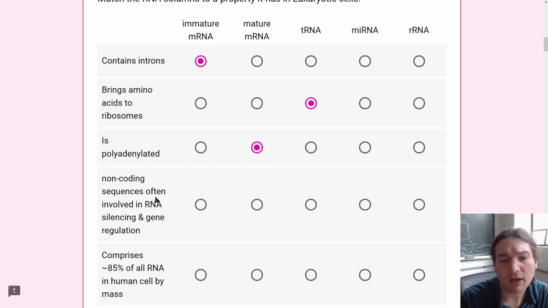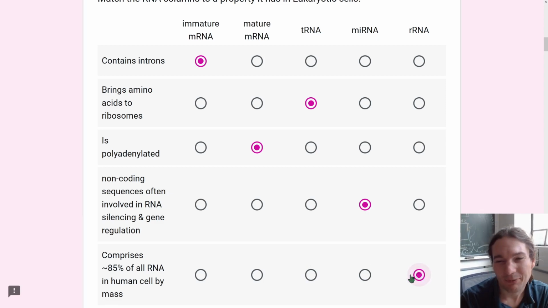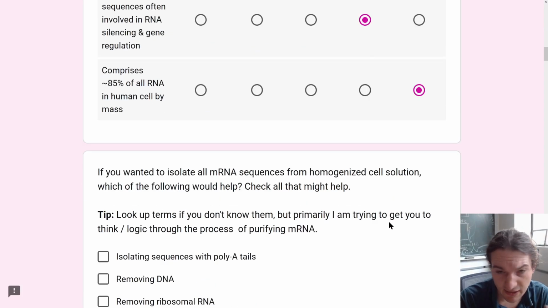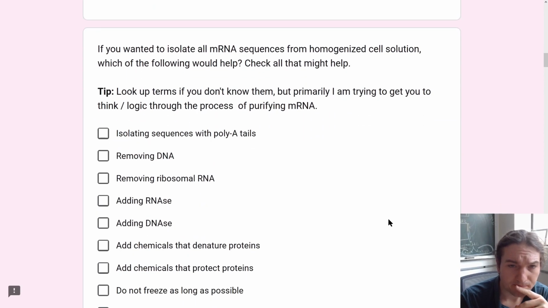Non-coding sequences often involved in RNA silencing and gene regulation. That is our definition of microRNA. They also tend to be short sequences, but they're non-coding. That's the special thing. Finally, comprises 85% of all RNA in human cells by mass. That is ribosomal RNA, that weird protein and nucleotide complex that actually does the translation and builds the amino acid chains based on the messenger RNA template. And they are hugely abundant. It is the vast majority of RNA.